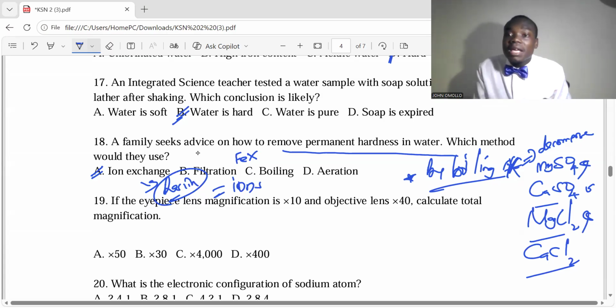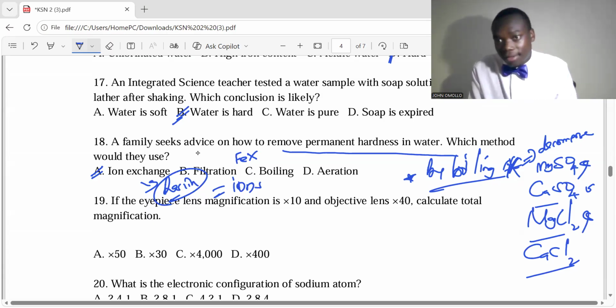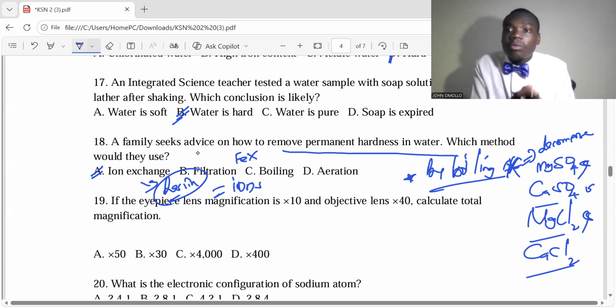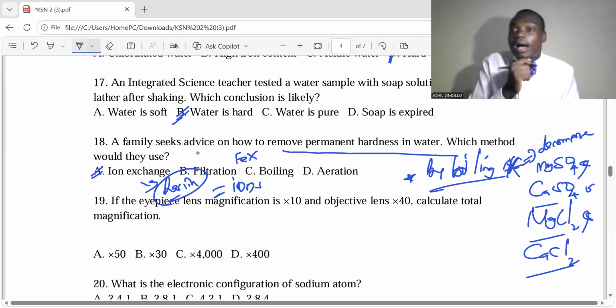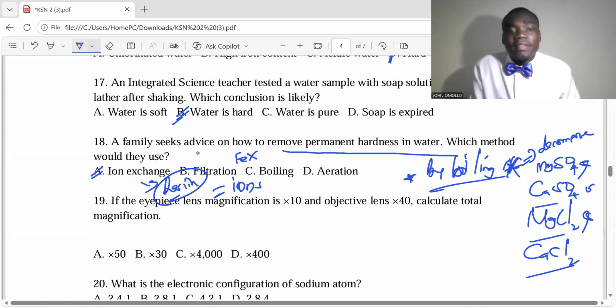The ones that are exchanged are soluble. They form soluble layers. Are you getting that? Those insoluble layers are now made soluble because of the exchange of the ion, particularly those of sodium, which are present in the ion exchange resin. Those of magnesium and calcium are exchanged with those of sodium. So we are going to have pure soft water, the hardness being removed. So the method that can be used to remove permanent hardness in water is ion exchange.